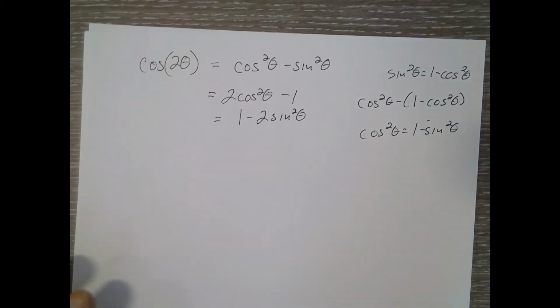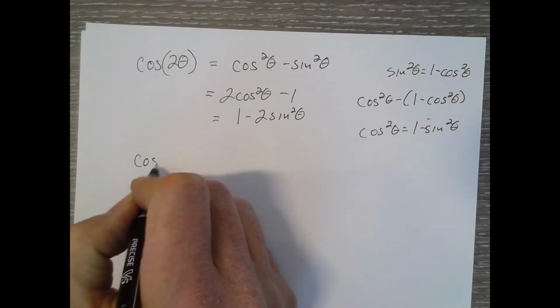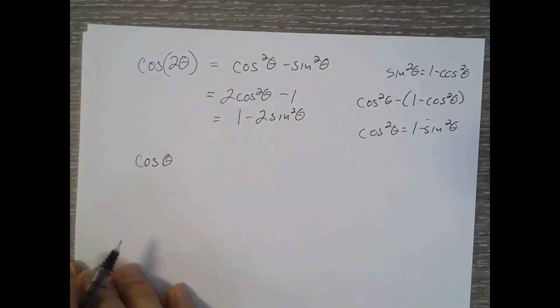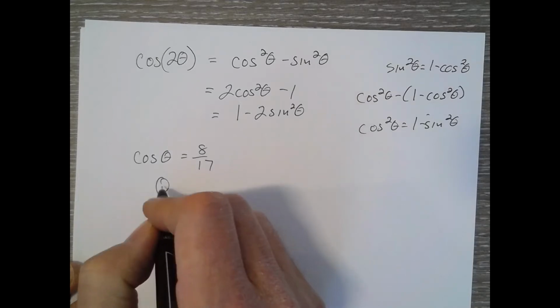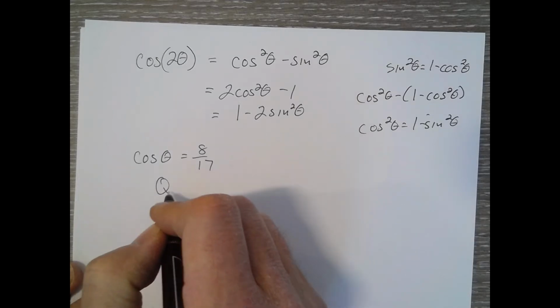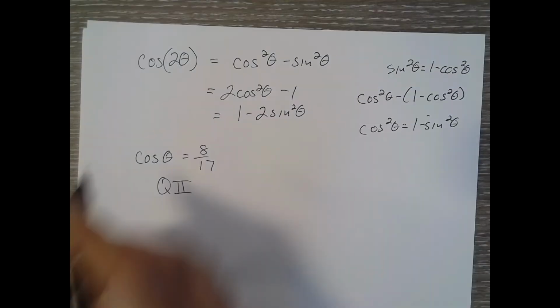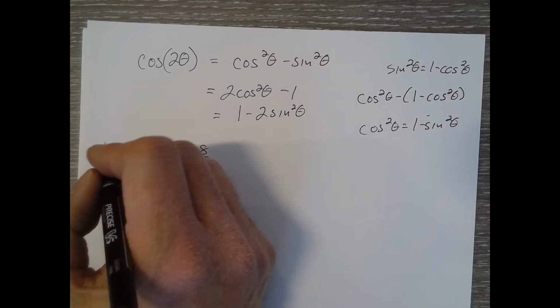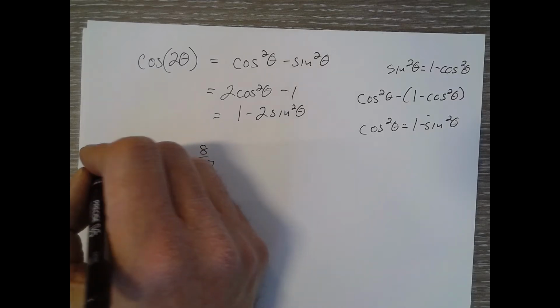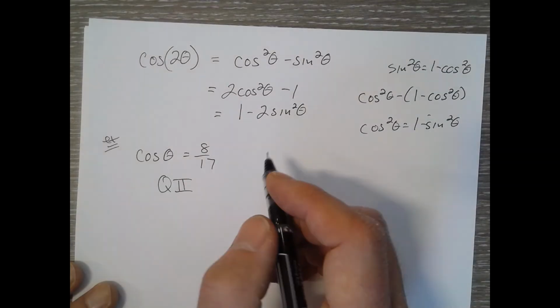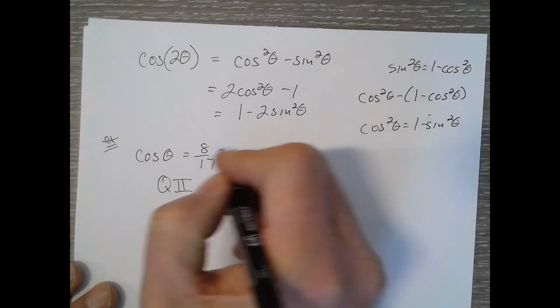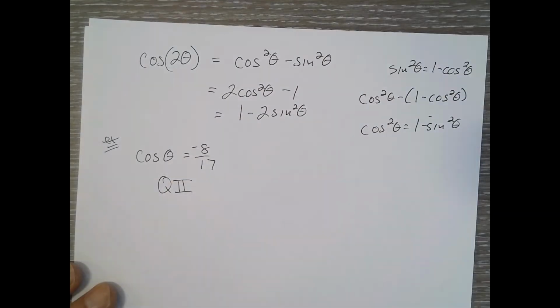So let's say I have the cosine of theta, let's say it equals 8 over 17, and I also tell you that it's in quadrant 2. It's an example. Let's say cosine theta is 8 over 17 in quadrant 2. That's impossible. So we'll make it negative 8 over 17. Sorry about that.